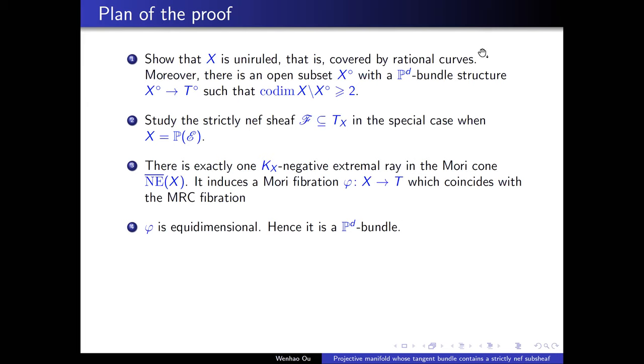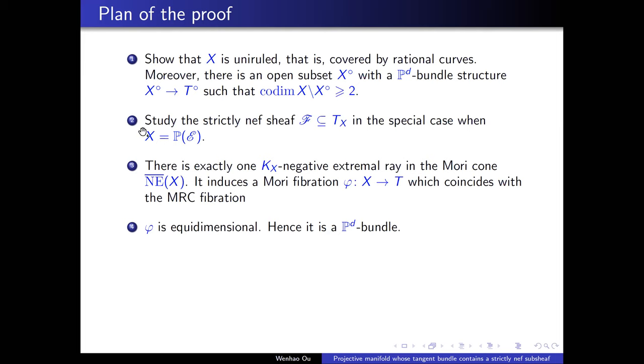Any questions? Sorry, I have a question. So in your step three, you prove that there is exactly one extremal ray. So you mean that, of course, you don't use step two, right? You just study step two as an example and see what happens, or?